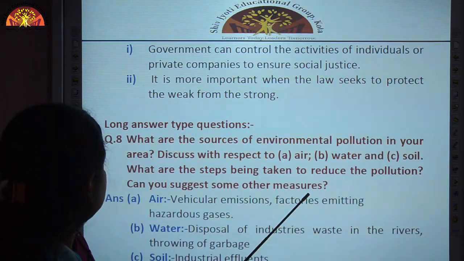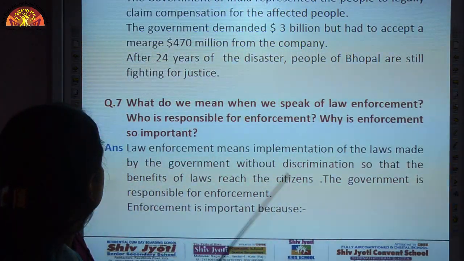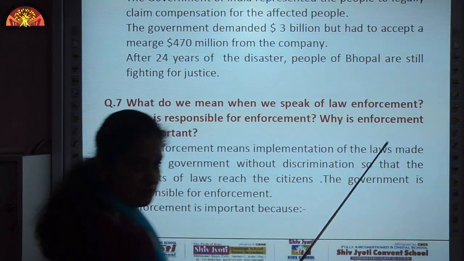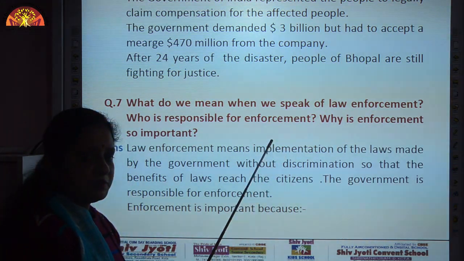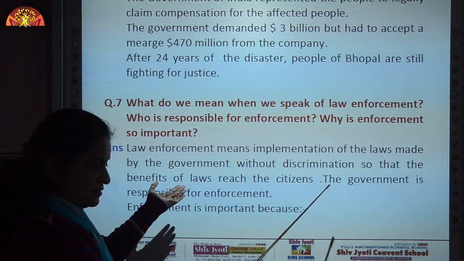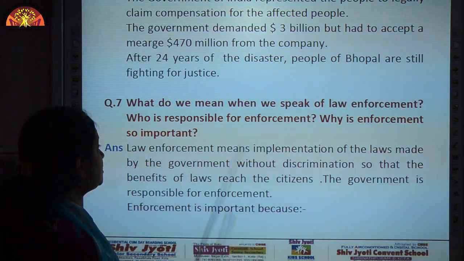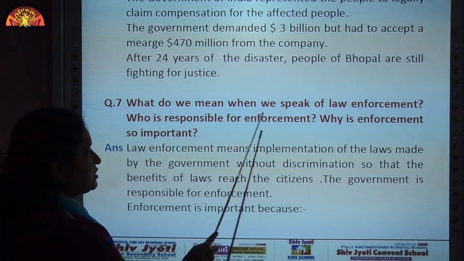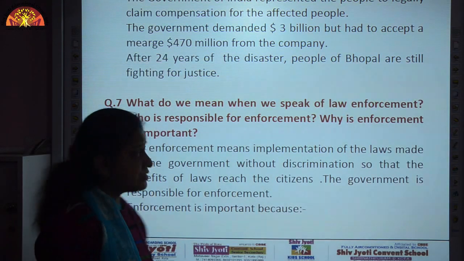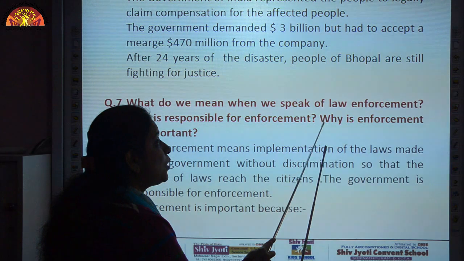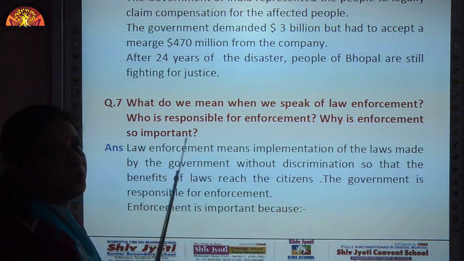Now next, question number 7: What do we mean when we speak of law enforcement? As I told you, we are going to discuss what law enforcement means in the form of an answer also. First of all, try to understand the question. What do we mean when we speak of law enforcement? Who is responsible for enforcement? Why is enforcement so important?